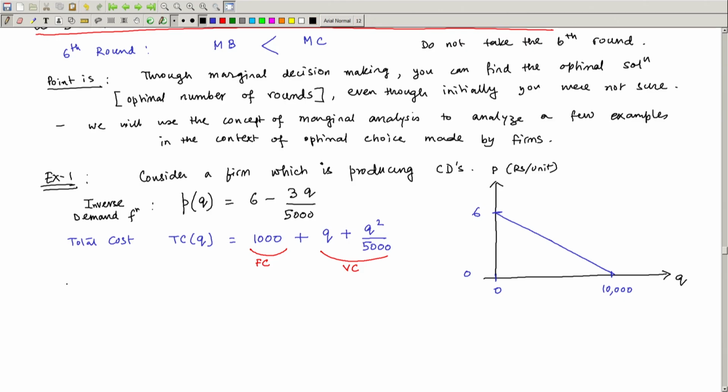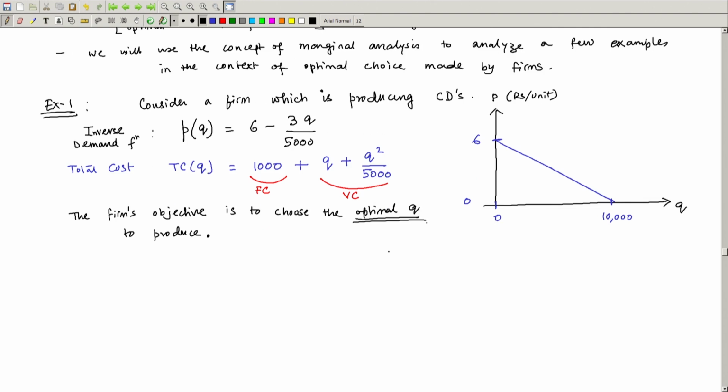Now, the firm's objective is to choose the optimal output to produce. This is the question that we are trying to answer. So, what is the optimal output that the firm should produce? Choose the optimal quantity. Should the optimal quantity be 2000, should it be 300 or should it be some other number? So, what is the optimal quantity I should produce?